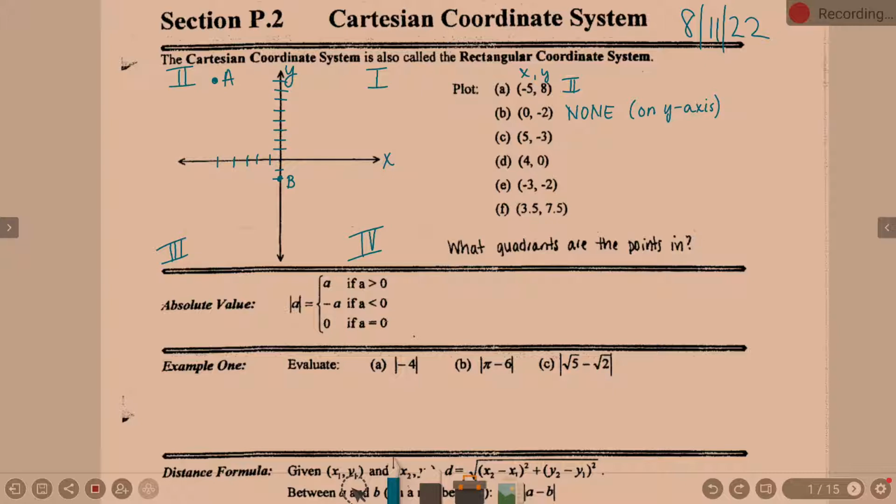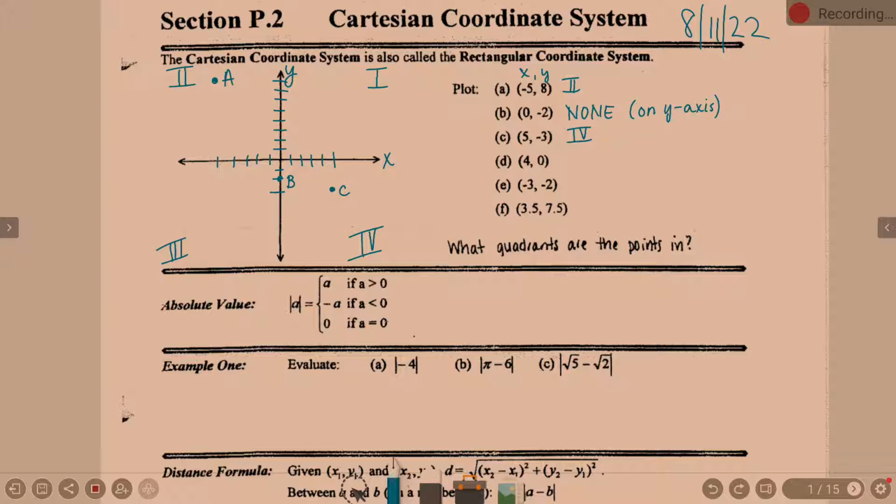C, 5, negative 3. Where does 5, negative 3 take me? Right 5, down 3. I'm calling that point C. What quadrant are we in? Quadrant 4. This is old news, right? I can go as fast as I want here.